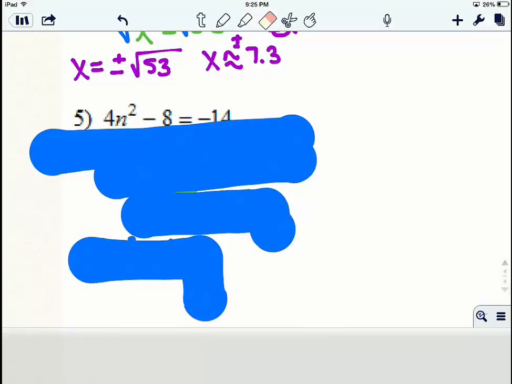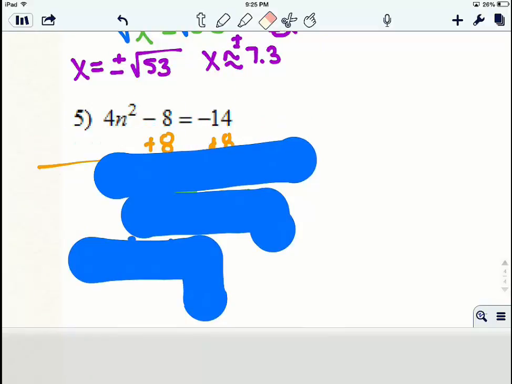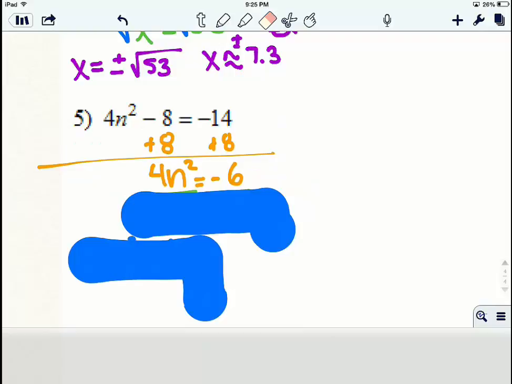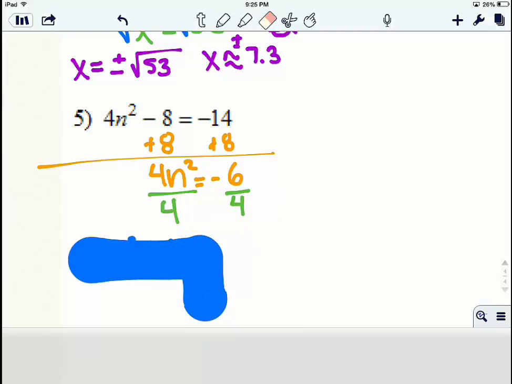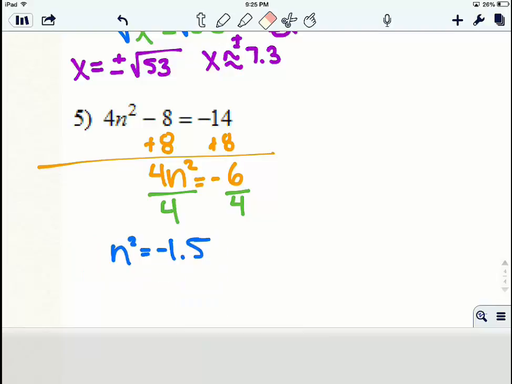And lastly, for number 5, we're going to do one more. Okay, we need to get rid of the negative 8. So we're going to add 8 to both sides. If you do that, you get 4n squared equals negative 6. Now to get rid of the 4 times n squared, we're going to divide both sides by 4. Negative 6 divided by 4 turns into a decimal, and we get n squared equals negative 1.5.